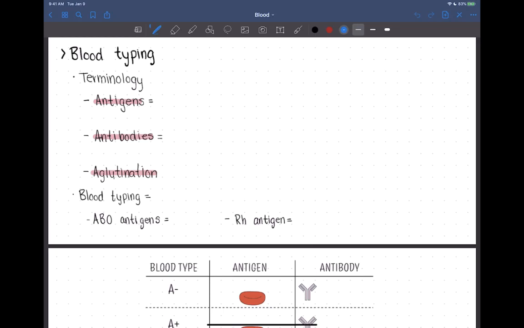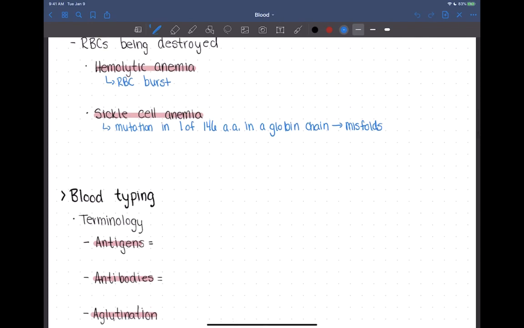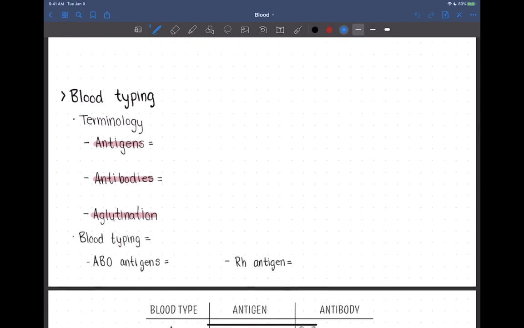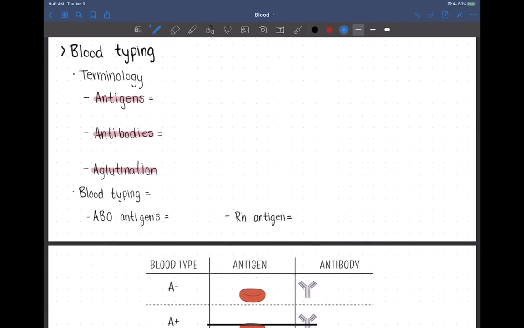Hi everyone, and welcome to part 2 of the blood chapter. Last time we left off talking about different types of anemia. Now we're going to move on and talk about blood typing.